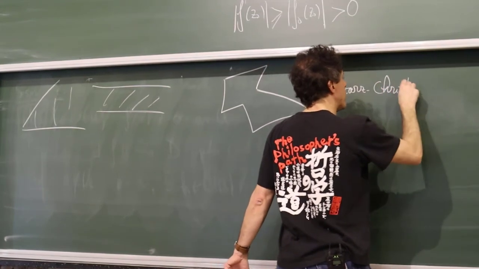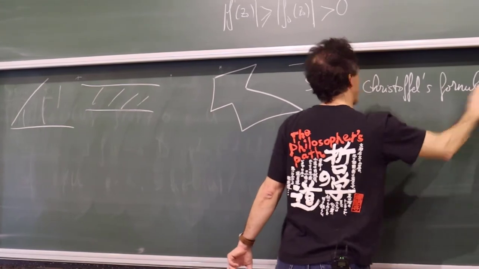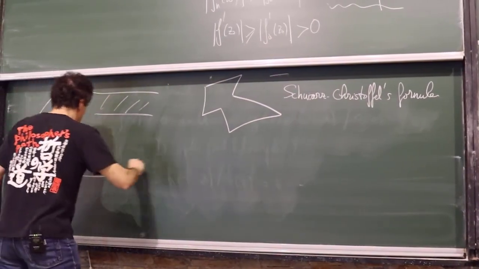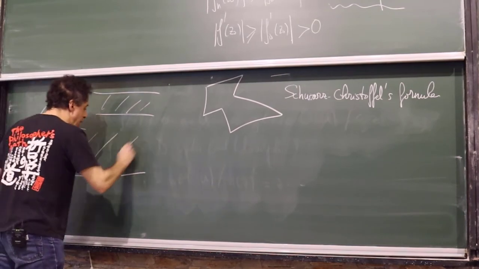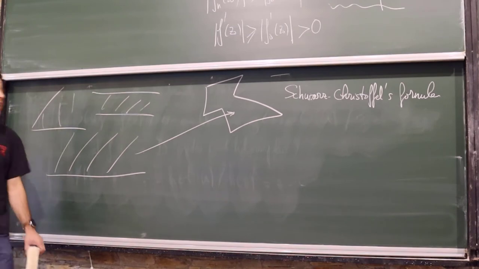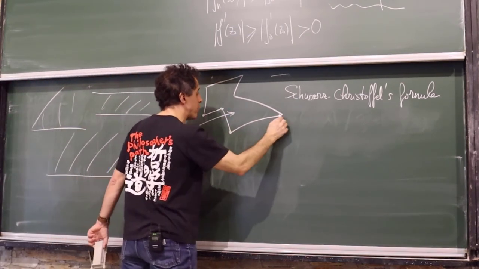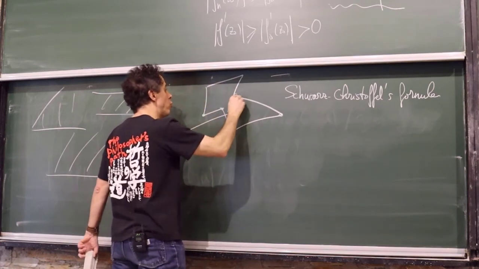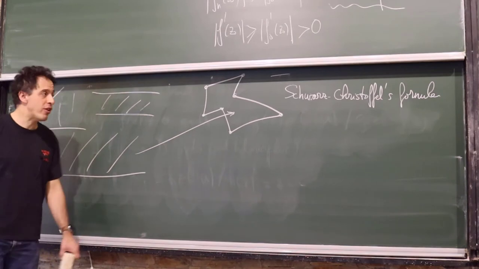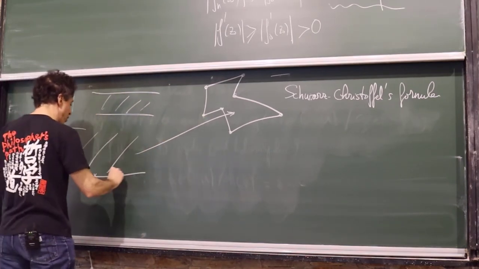Christoffel's formula. More or less the idea of this formula is to construct a map from the upper half plane to the polygon. And the idea essentially is the following. You take the vertices of the polygon, sorry. I don't know why I'm saying polynomial instead of polygon. You take the vertices, and you take here some points, one point for each vertex.